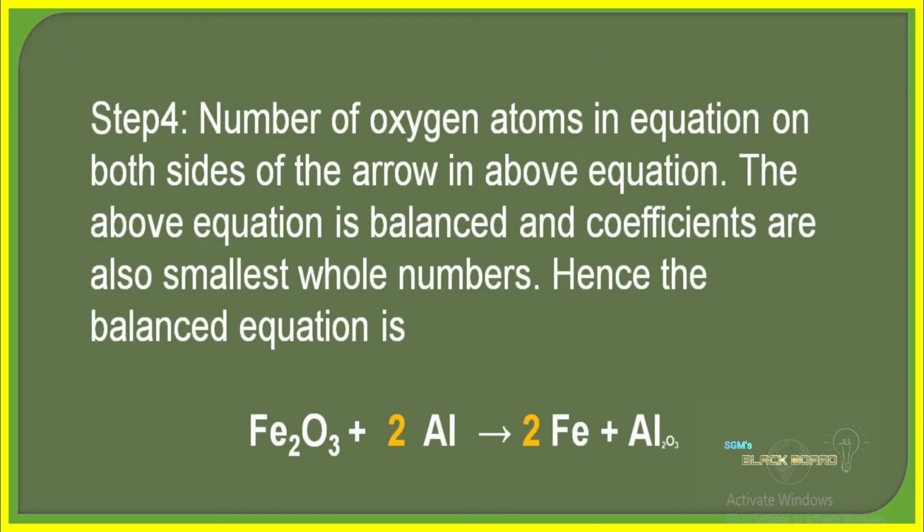Now check the number of oxygen atoms on both sides of the arrow in the above equation. The above equation is balanced and the coefficients are also the smallest whole numbers. Hence the balanced equation is Fe2O3 plus 2Al gives 2Fe plus Al2O3.